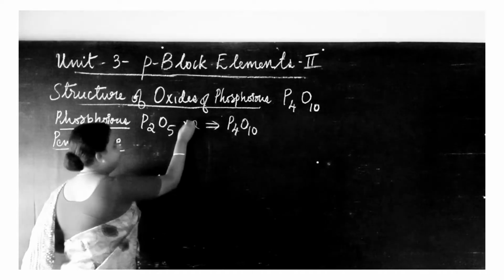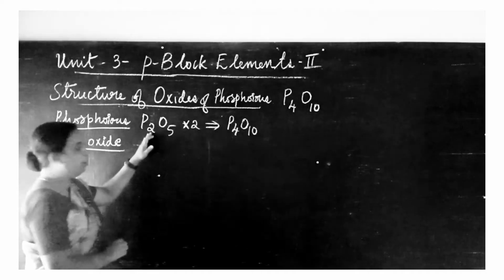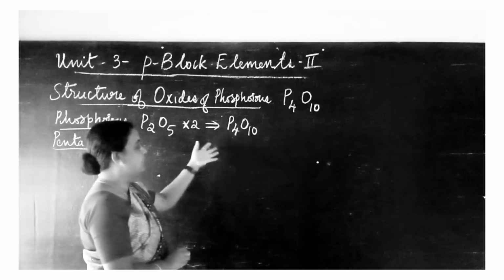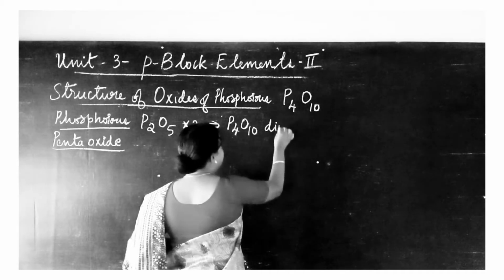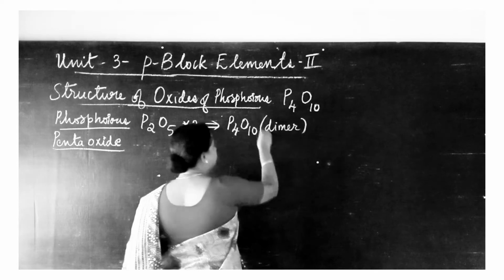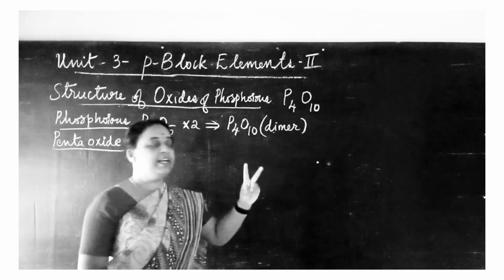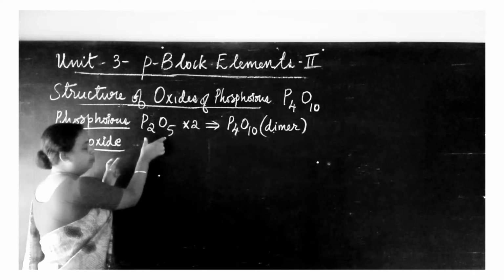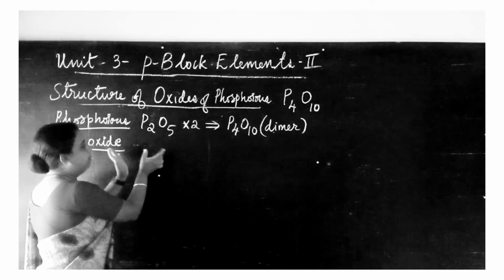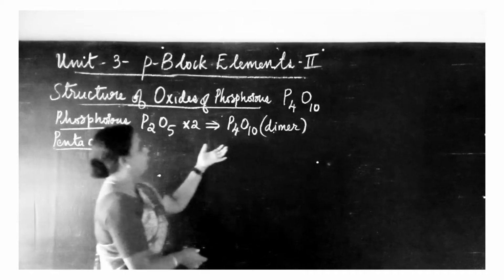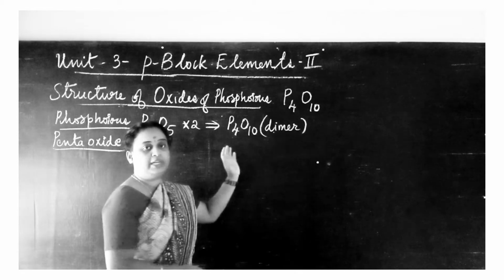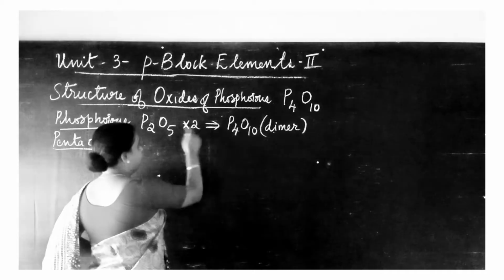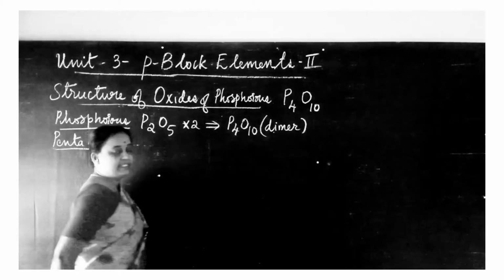So you just multiply this formula by 2, you get P4O10. So this is a dimer. Dimer means what? 2 monomers make a dimer. So 2 molecules of phosphorus pentaoxide, that is your dimer P4O10. Okay. So P2O5 you just multiply by 2, that gives you P4O10. It's a dimer. Okay.